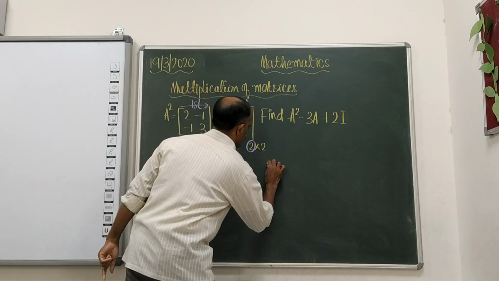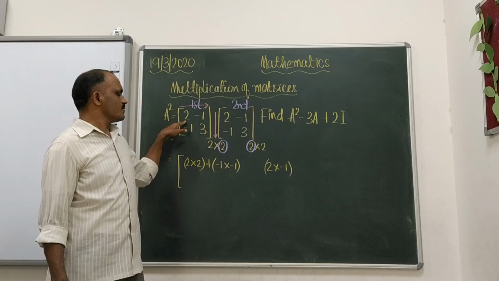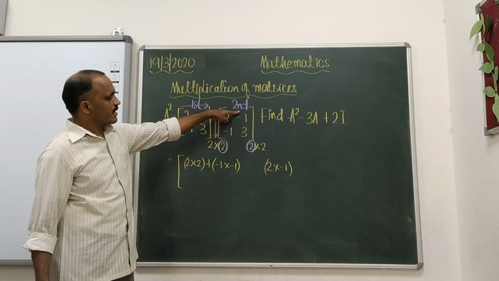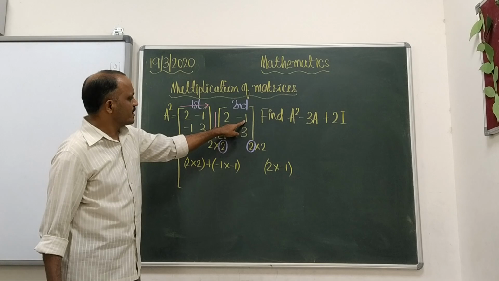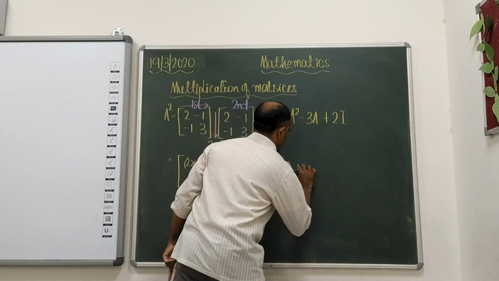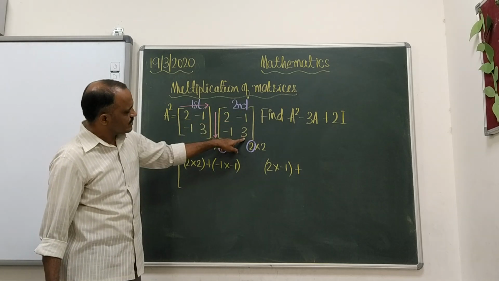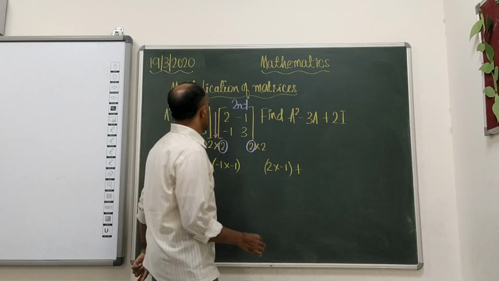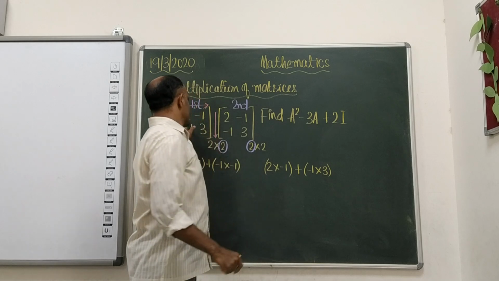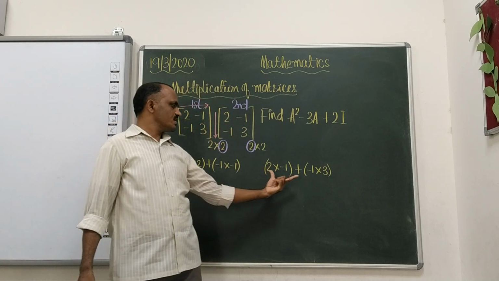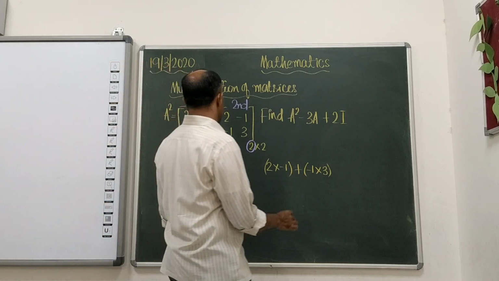First row second column is 2 into minus 1. So here the first row first element is 2. Then the second row, second column, first element is minus 1. So 2 into minus 1, plus the first row second element, minus 1, into the second row second column second element, 3. So then here we write minus 1 into 3. So the first row second column will become the second element of the resultant matrix.